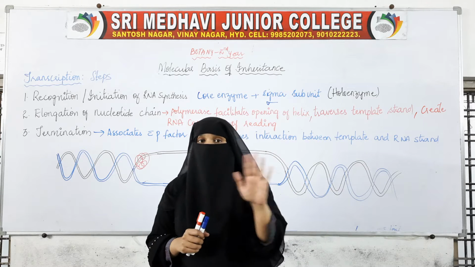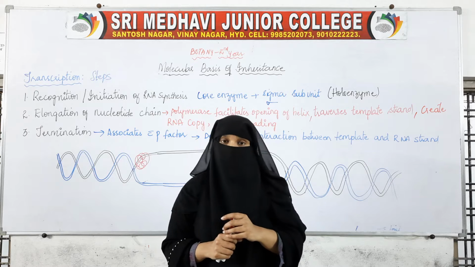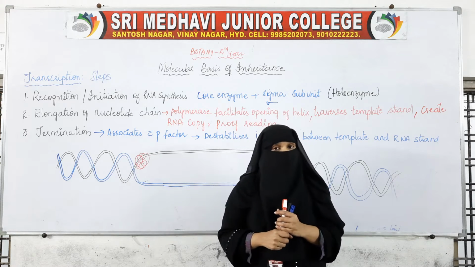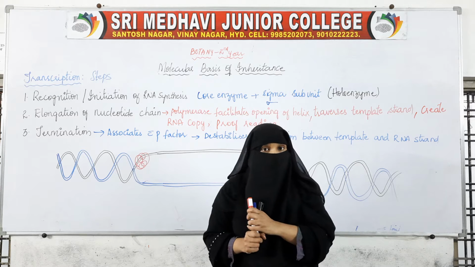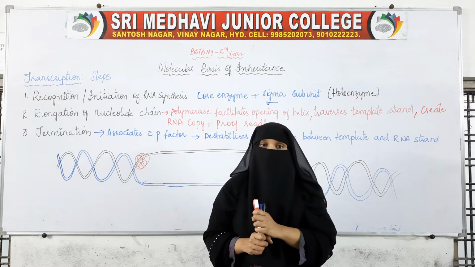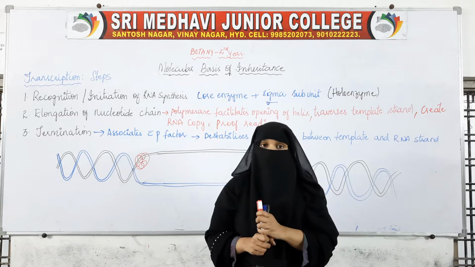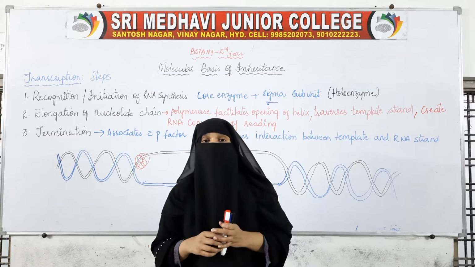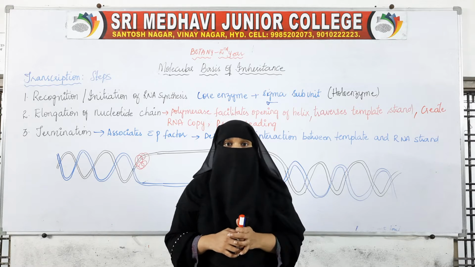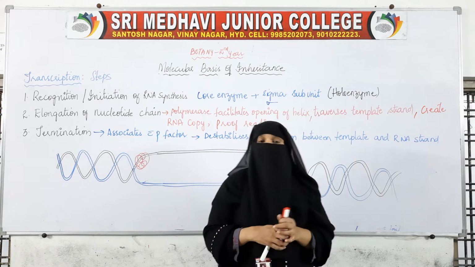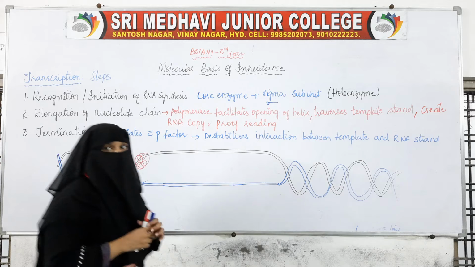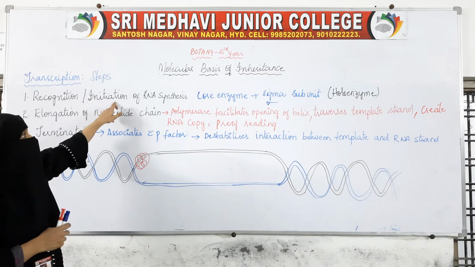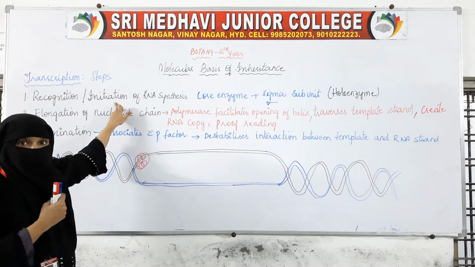Many times we are discussing this one. This enzyme is very important for transcription. Without RNA polymerase enzyme, transcription will not take place, because RNA polymerase will bind at the promoter site. So let us see the step by step processes. The first step is recognition or initiation of RNA synthesis.